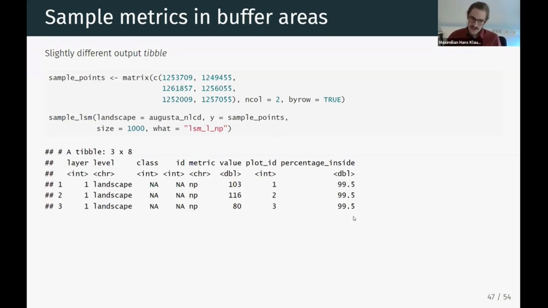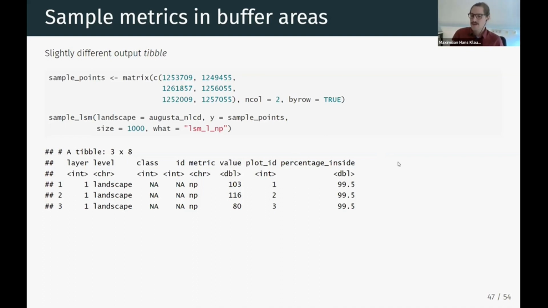And you can now see that the returning table looks slightly different than before. So the sample_lsm function is not totally type stable because we include some more information. So you can see until the value column, the table looks exactly the same as before for the single matrix. But now we have 2 more columns. So we have the plot ID column, which is the ID of the sample points. And you can see here again in the sample matrix that we had 3 different sample points. And then you also get some information about the percentage inside.